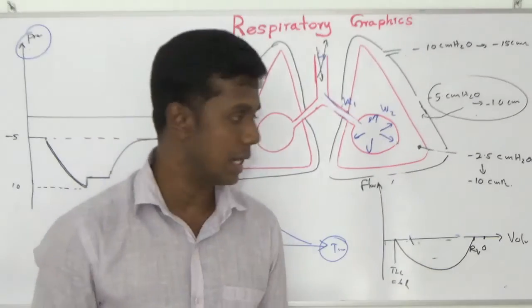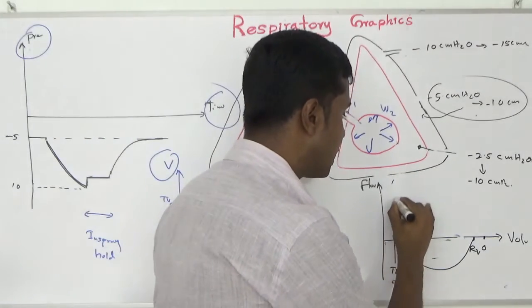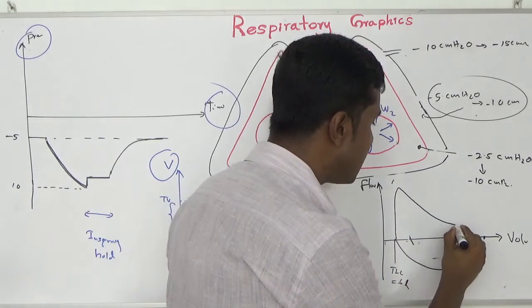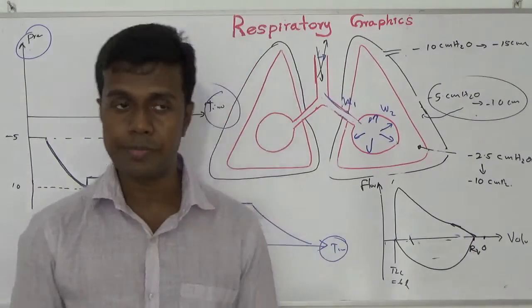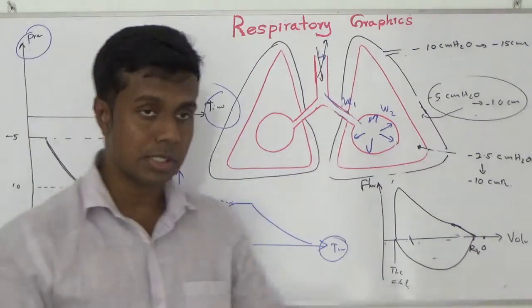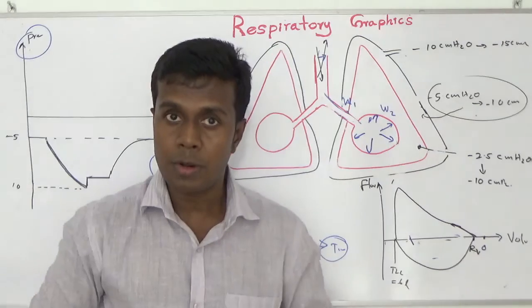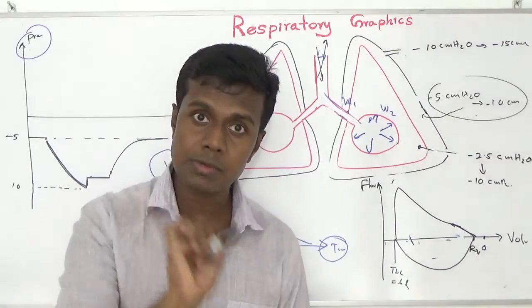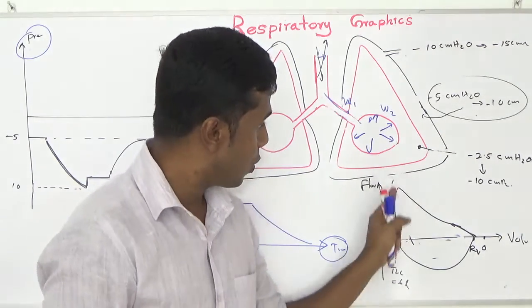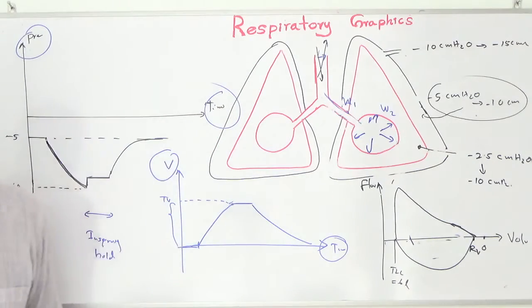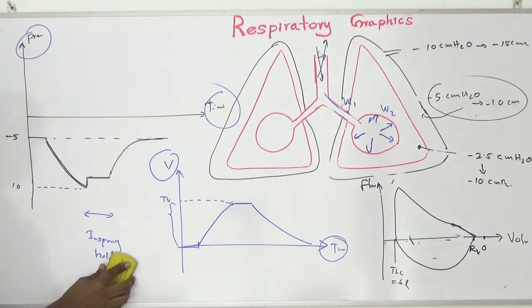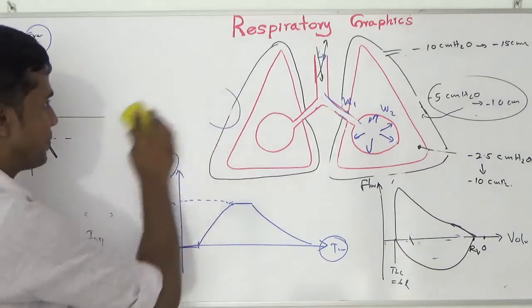Then I exhale it. Again, the initial part I can exhale rapidly and the last part I have to exhale slowly. This is the flow volume relationship for my whole vital capacity. The previous one was the flow volume relationship for my tidal volume. So for the next curve, I have to erase this one.